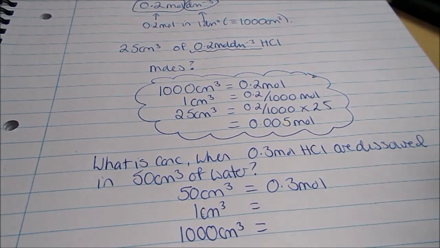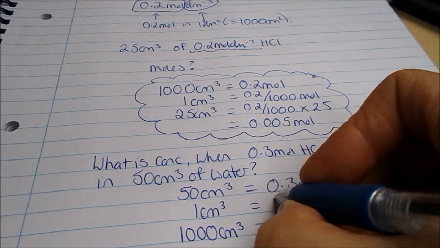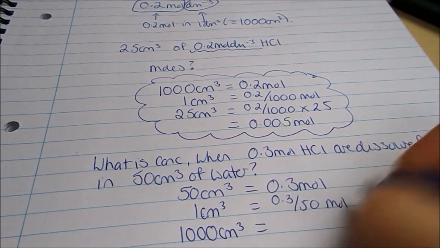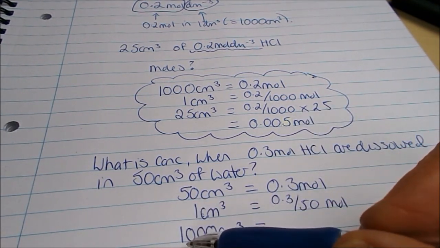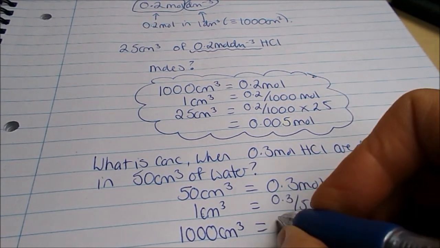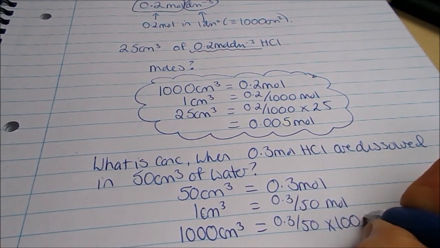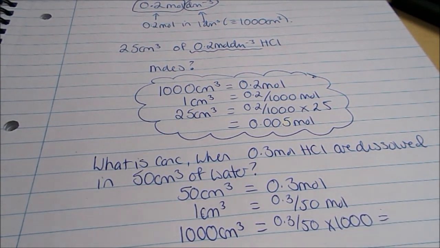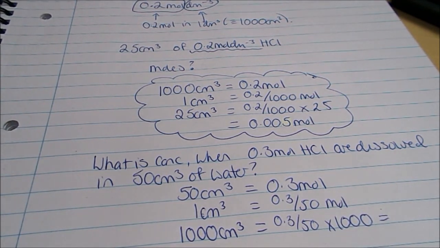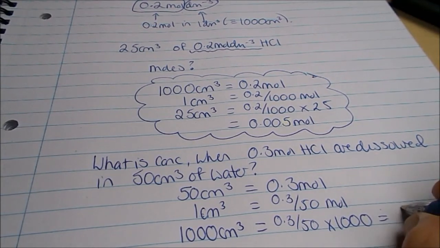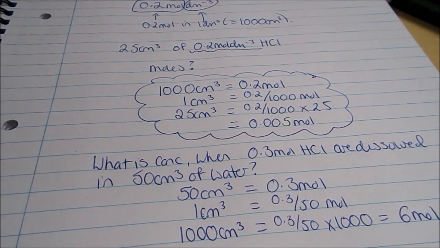So any number divided by itself is 1. So we do the same on the other side. So 0.3 over 50. And then to get from 1 centimetre cubed to 1,000, we just multiply it by 1,000. So 0.3 over 50 times 1,000. And then we pop that into our calculator. If we put that in our calculators, we end up with 6 moles.